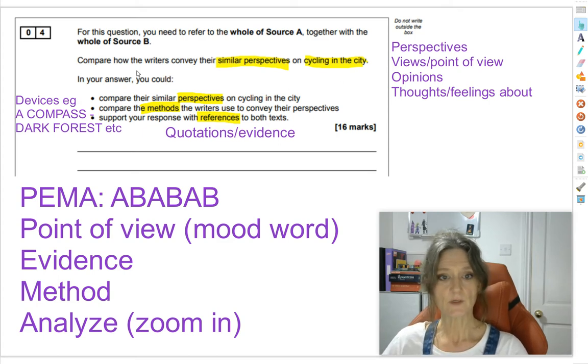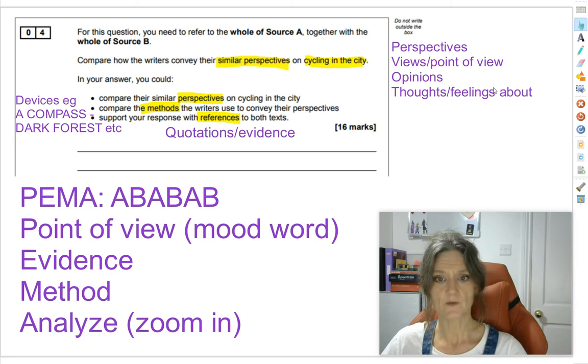So if we have a look at the bullet points, these are so useful. You must use the bullet points, and this is what they mean. It says compare the similar perspectives on cycling in the city. And if you have a look up here, there's different ways that you can think about perspective. So the word they use is perspective.